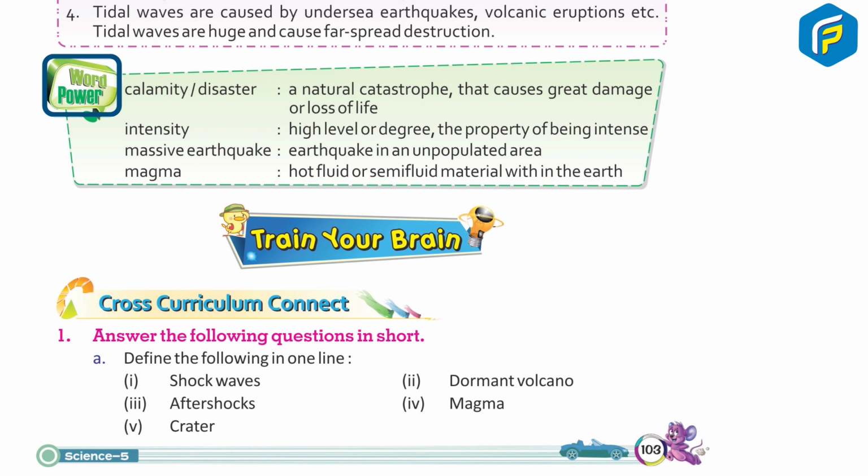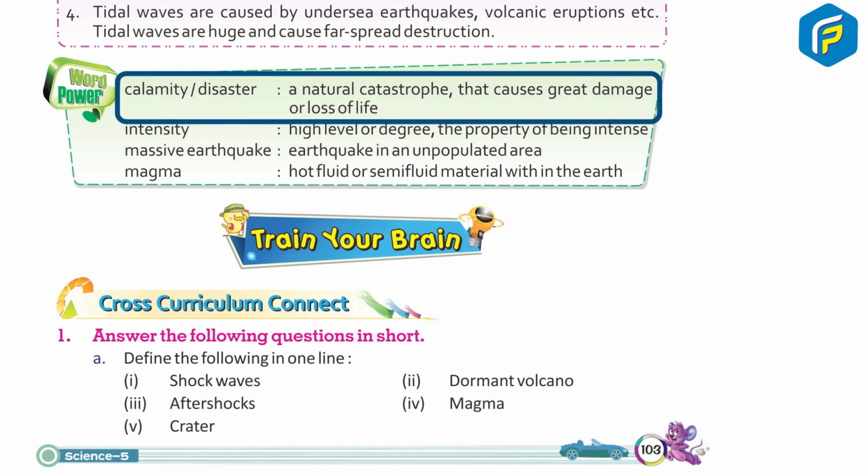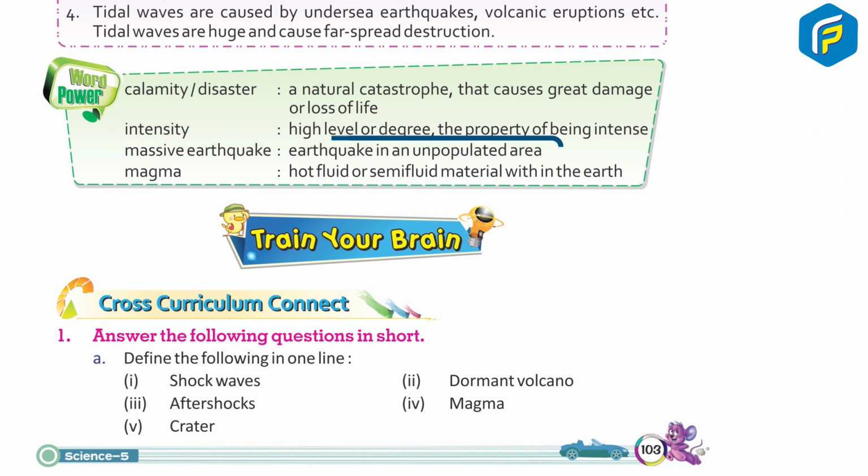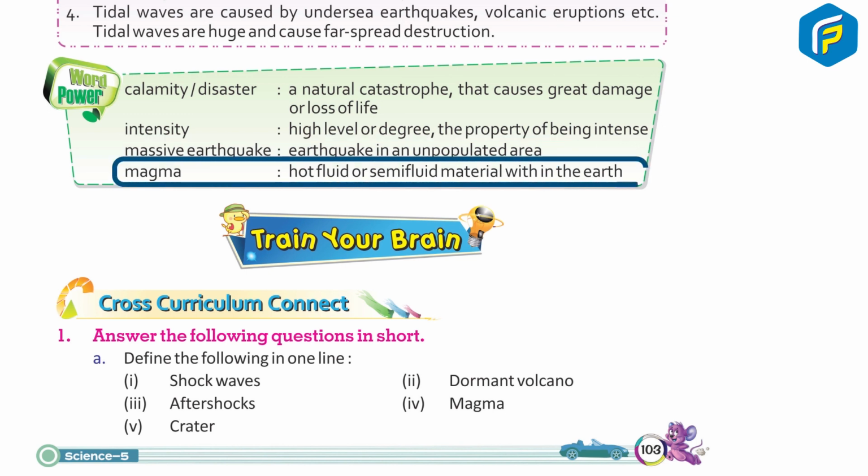Word power. Calamity: disaster, a natural catastrophe that causes great damage or loss of life. Intensity: high level or degree, the property of being intense. Massive earthquake: earthquake in an unpopulated area. Magma: hot fluid or semi-fluid material within the earth.